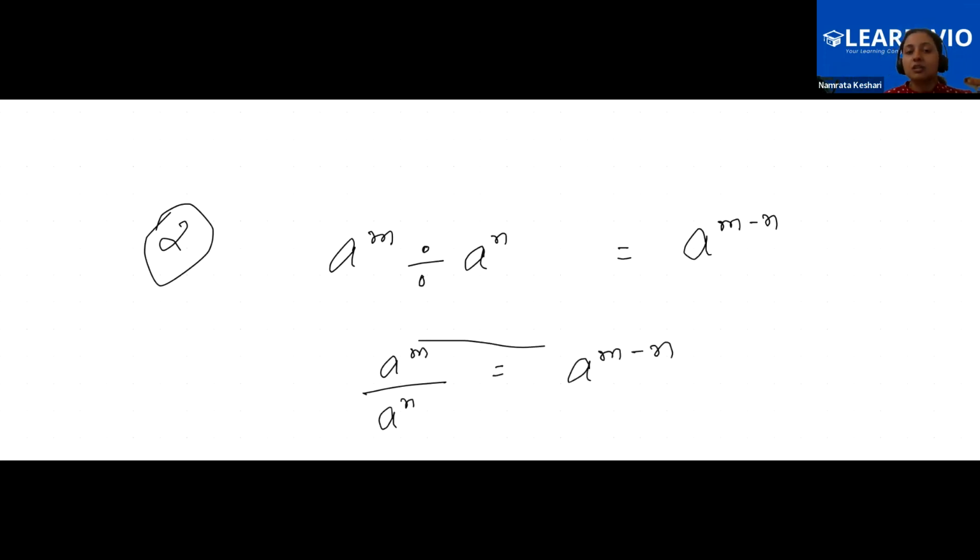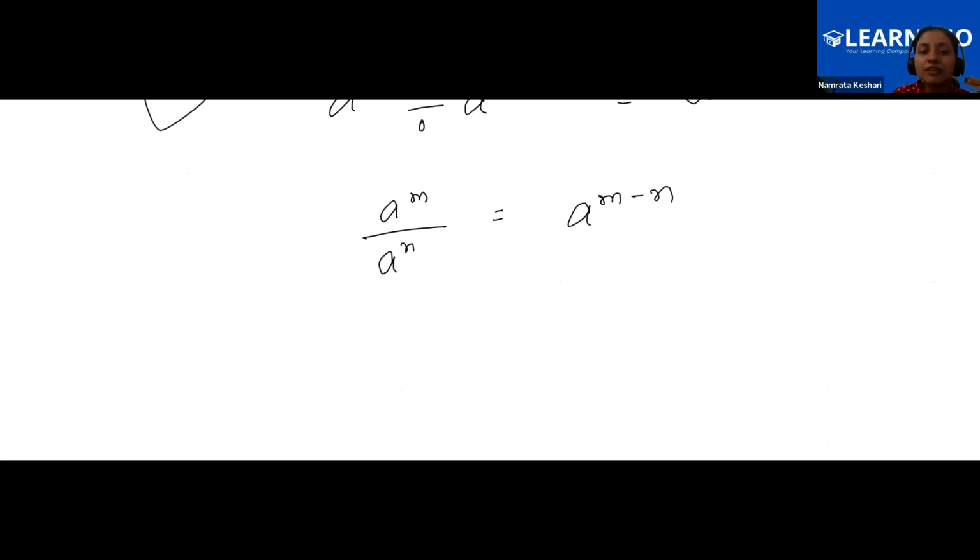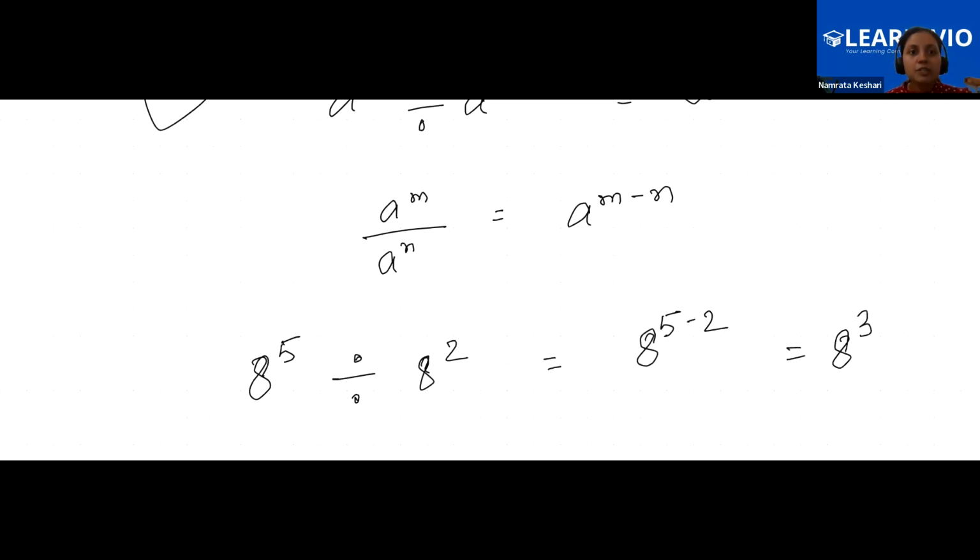If you want one example, let me give you one. Suppose you are having 8 to the power 5 divided by 8 to the power 2. It can be written as 8 to the power 5 minus 2, that means 8 to the power 3. How did it come? Let me show you.